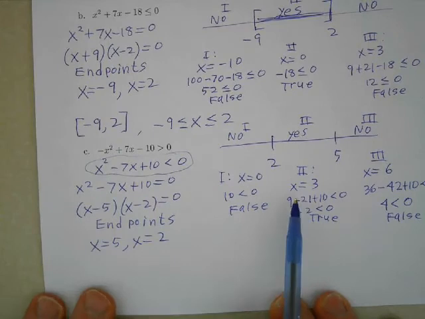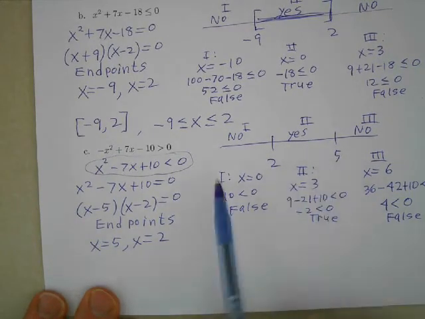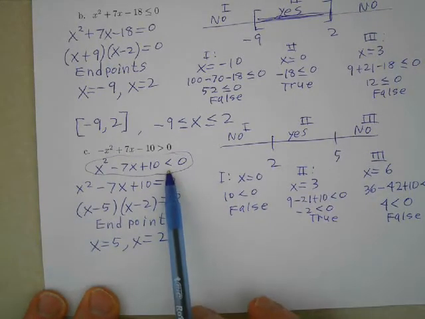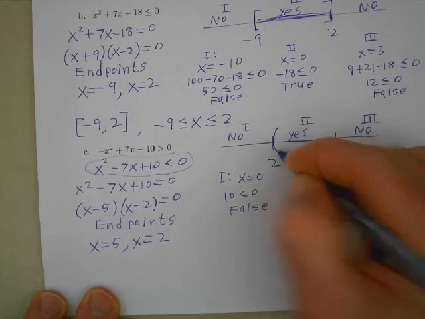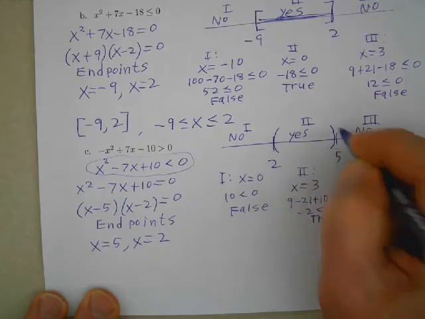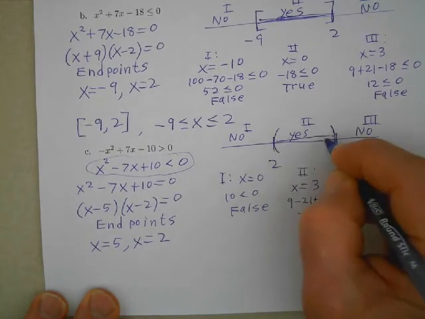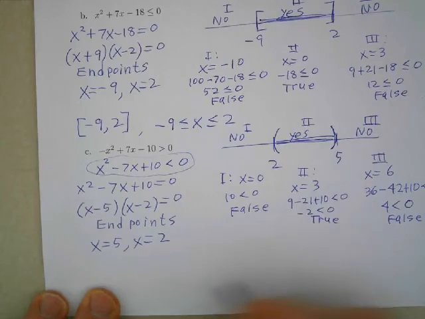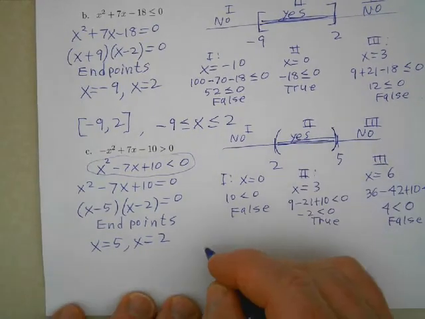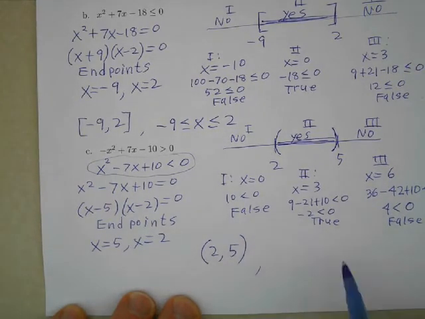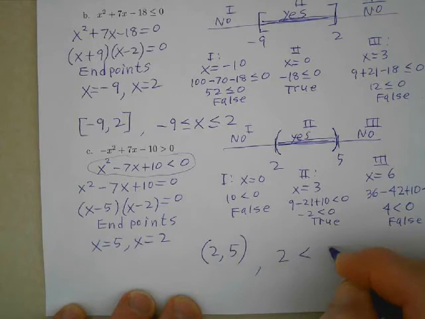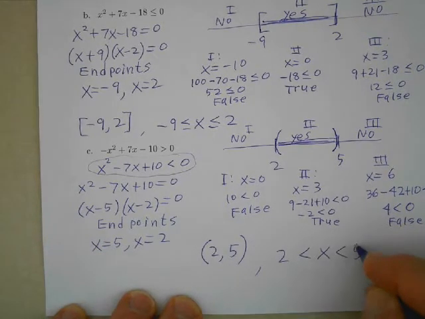And this time the endpoints are not in the solution set because the inequality is just less than 0. So we put parentheses at the endpoints when they are excluded. The interval notation for this set of numbers is parenthesis 2 comma 5 parenthesis. And the algebraic notation is 2 less than x, which is less than 5.